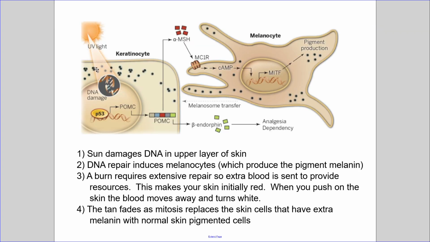So for example, the sun comes in and it damages the upper layer of your skin, damages the DNA there. DNA repair induces melanocytes. This produces a pigment called melanin. The burn requires a lot of repair, so extra blood is sent to provide resources, and this makes your skin initially look very red, which is why you look red right after you get a sunburn for the first 24 hours. When you push on that red skin, it goes away and looks white for a little bit, because you're literally pushing the blood out of the capillaries, and then it floods back into place as soon as you lift your finger up. The tan fades as mitosis replaces the skin cells that have extra melanin with normal skin pigmented cells.